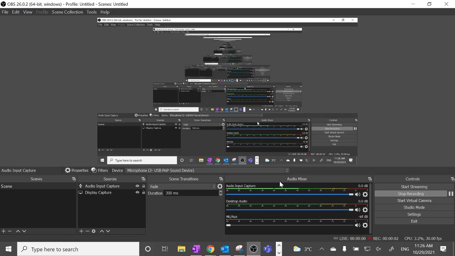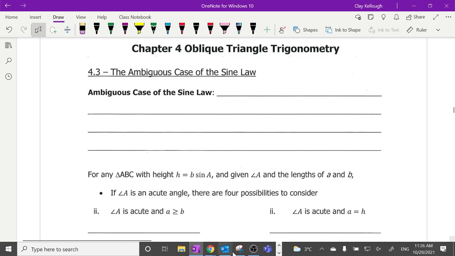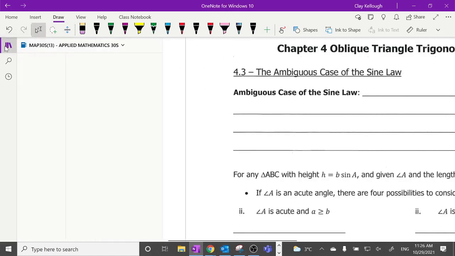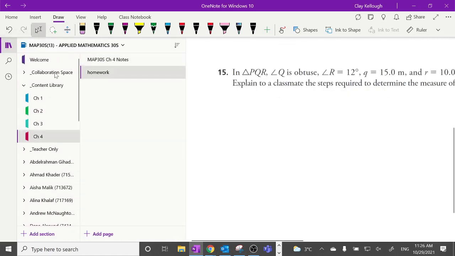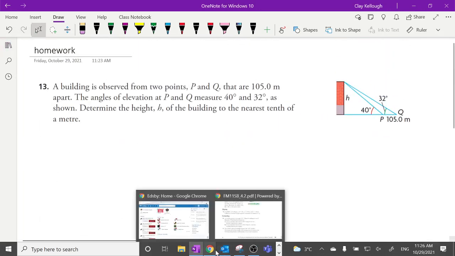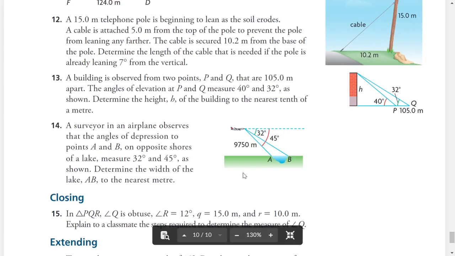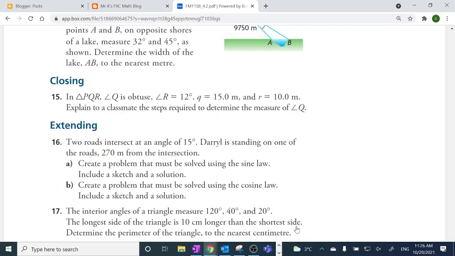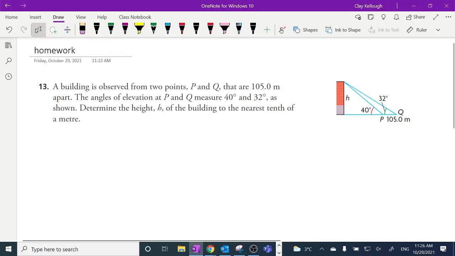Hello everybody, this is a video for my 30S applied math students, and we're going to start by going over a couple of homework questions before we get into the new lesson. And we'll start actually with number 13 from page, I forgot what page that is, from page 173. So can everybody take a look at this question here?